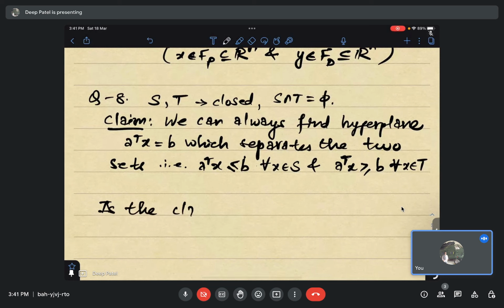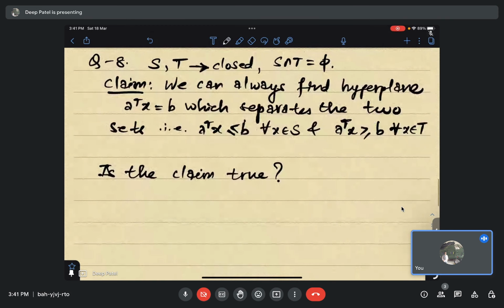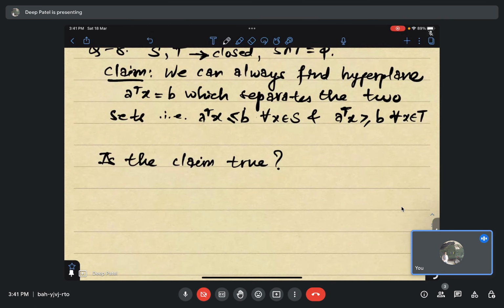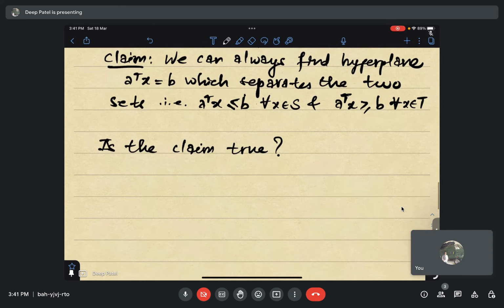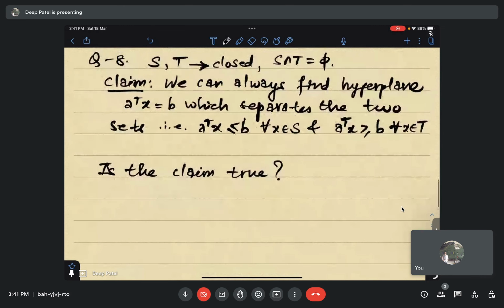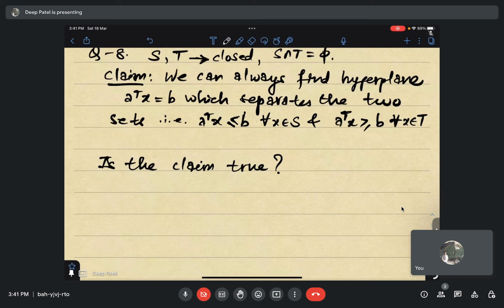So is the claim true? No, this is false, right? Because they need to be convex for a claim to be made. Okay, closed and convex. Can you think of any counterexample? Yeah, you just put a kidney bean shaped set, and in the notch you can put a circle so that it slides into that notch, and those two are closed sets. Yeah, something along those lines.